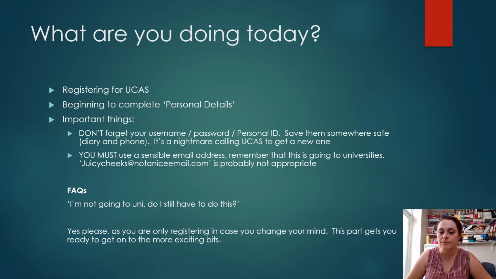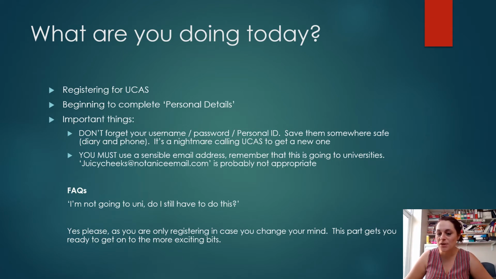Some important things we will cover include not forgetting your username or password and personal ID, which people always do, but also things like having a sensible email address. So you might want to make sure that you have one of those. You cannot use your school email address because all future communication from UCAS will go to this email address.